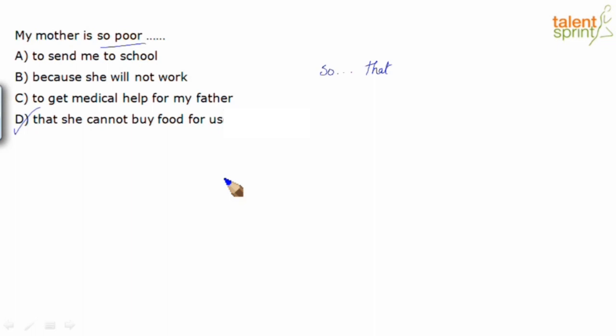So having said this, right? It's not, any of the other options are not the right construction grammatically, right? My mother is so poor to send me to school. My mother is so poor because she will not work. My mother is so poor to get medical help for my father. So we can go with the construction, which is so that. All the other options are incorrect.